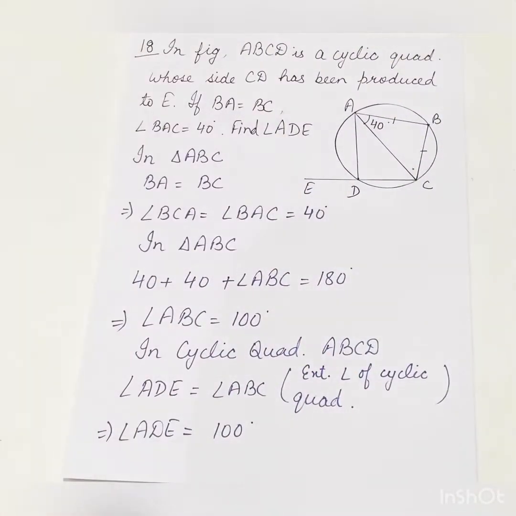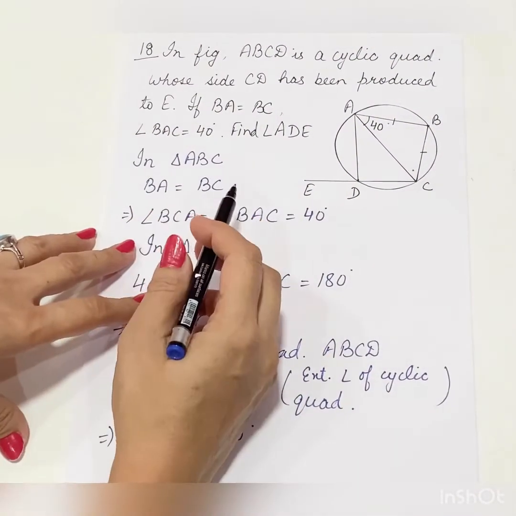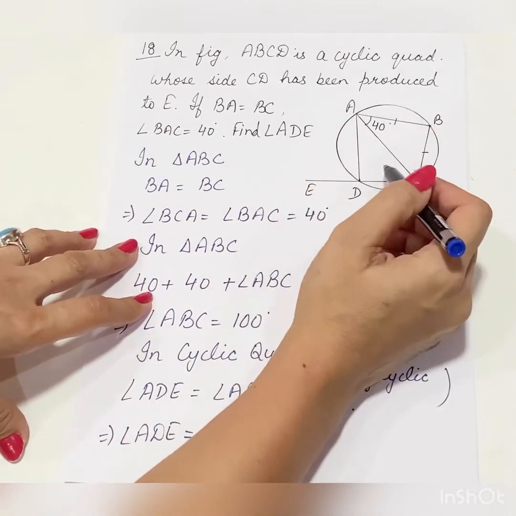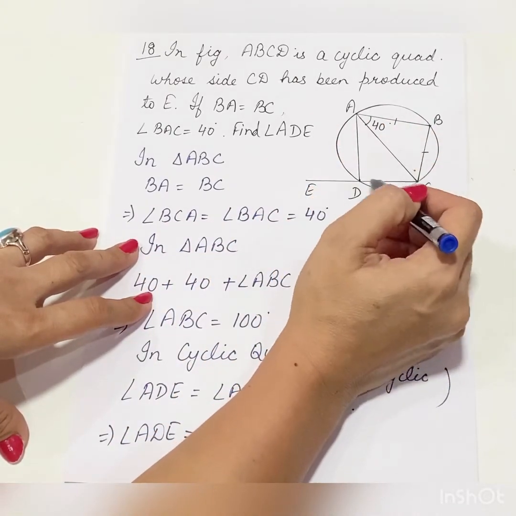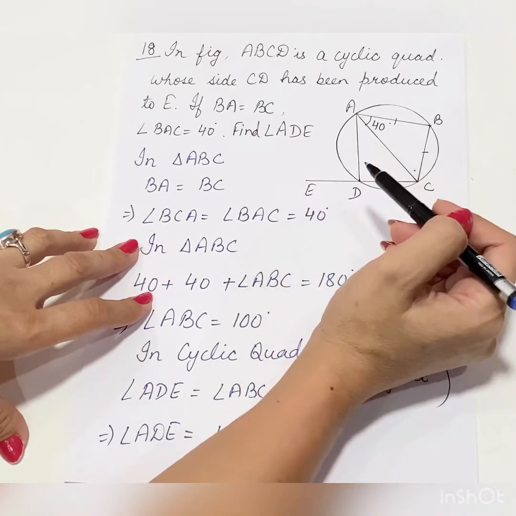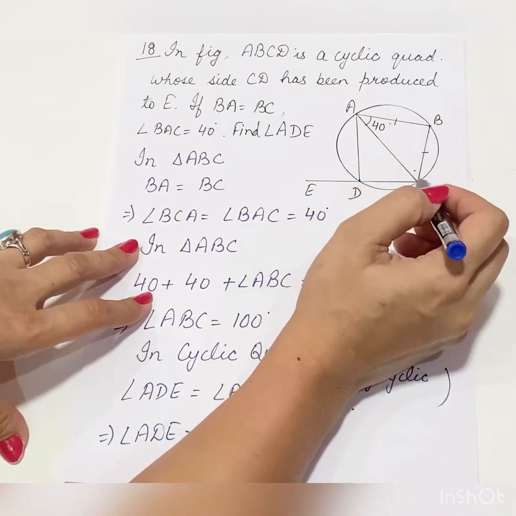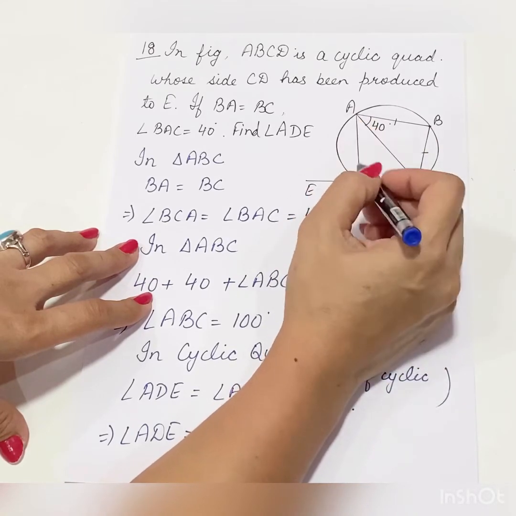Next, question number 18. In the figure, ABCD is a cyclic quadrilateral whose side CD has been produced to E. If BA is equal to BC, angle BAC is equal to 40 degrees, you have to find angle ADE.